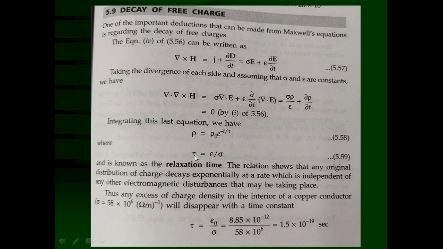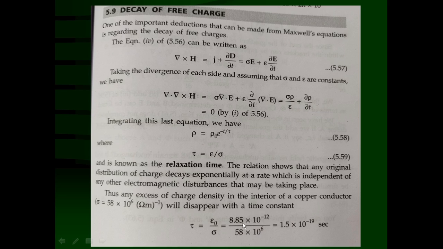So we can write the time constant tau is equal to epsilon 0 upon sigma. The value of epsilon 0 is the permittivity of free space, that value is equal to 8.85 into 10 raised to minus 12, upon sigma, which is the conductivity of a copper conductor, that is equal to 5.8 into 10 raised to 7.